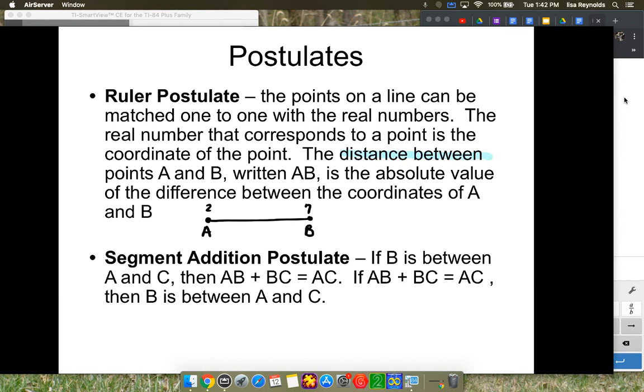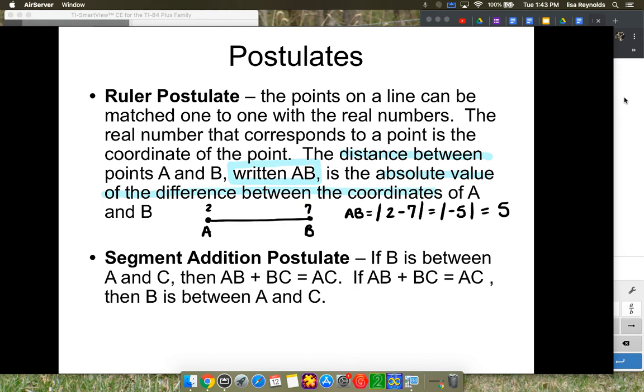Our distance between them is written just like our information on the other page with the two endpoints, and we do the absolute value of the difference between the coordinates. So the length from A to B is the absolute value of the coordinate of A minus the coordinate of B. So this is the absolute value of -5 to get a length of 5. Keep in mind that if you want to avoid absolute values, just make sure you always take the larger coordinate and subtract the smaller one. 7 minus 2 is 5, and the absolute value of 5 is 5.